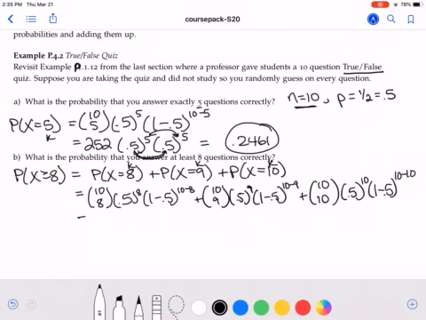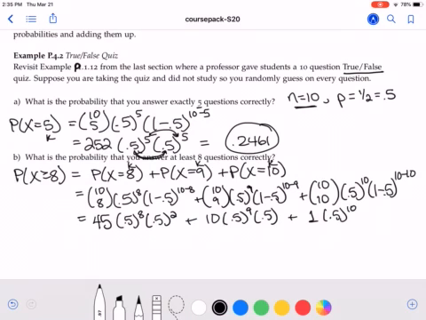So to simplify these a little bit, 10 choose 8 is 45. And we've got 0.5 to the 8, 0.5 to the 2. 10 choose 9 is 10. 0.5 to the 9, 0.5 to the first power, and then 10 choose 10 is a 1. There's only one way to get all 10 correct, which is to get all 10 correct. 0.5 to the 10, and then the last one we have here really 0.5 to the power of 0, and anything raised to the power of 0 is 1.